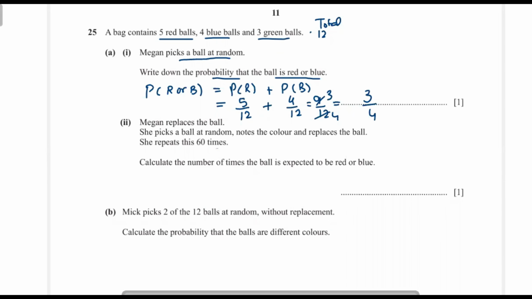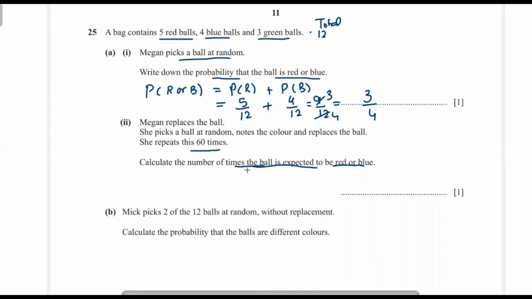Question 25, second part. Megan replaces the ball. She picks a ball at random, notes the color, and replaces the ball. She repeats this 60 times. Calculate the number of times the ball is expected to be red or blue. You see here the probability of red or blue is 3 over 4. And in this experiment, you see here she repeats the experiment 60 times.